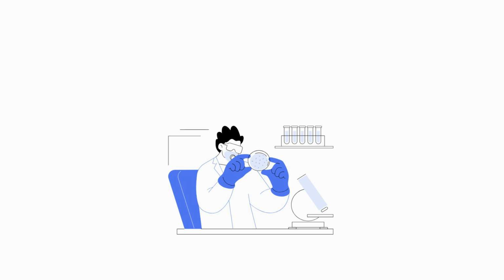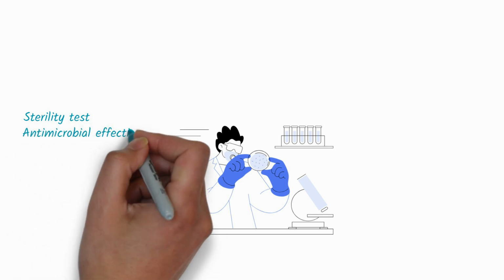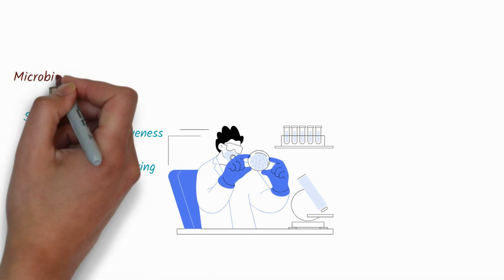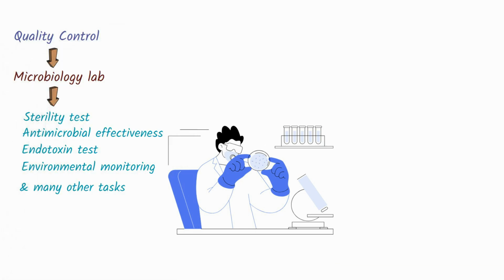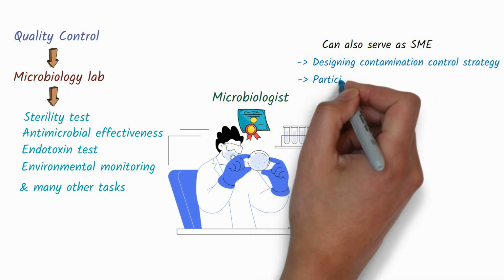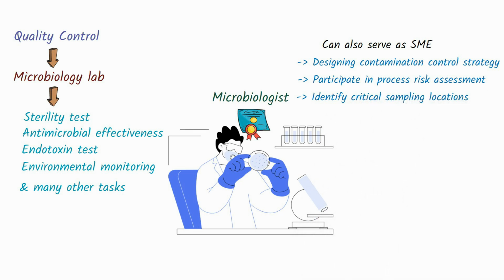The microbiologist in the pharmaceutical industry ensures product sterility, determines antimicrobial effectiveness, analyzes endotoxin levels, monitors environmental microbial load, and performs many other tasks. All these tests shall be performed in a microbiology laboratory under the Quality Control Department by a qualified microbiologist. Microbiologists in the pharmaceutical industry are not just confined to laboratory testing. They can also serve as subject matter experts in designing the contamination control strategy, participate in process risk assessment, and identify critical sampling locations for utilities and the environment.